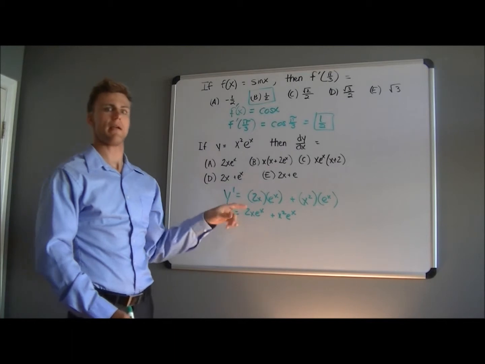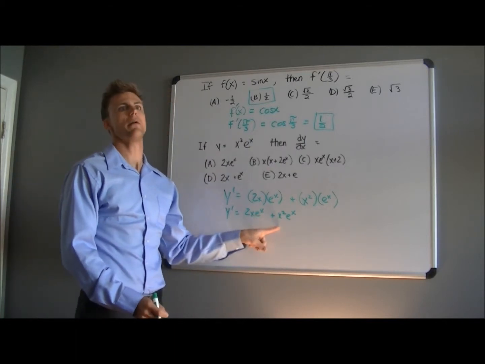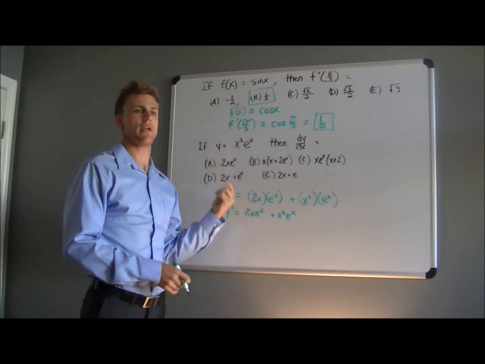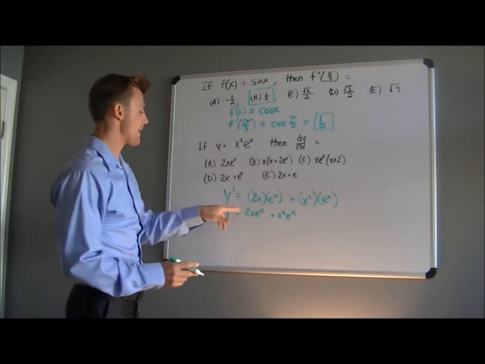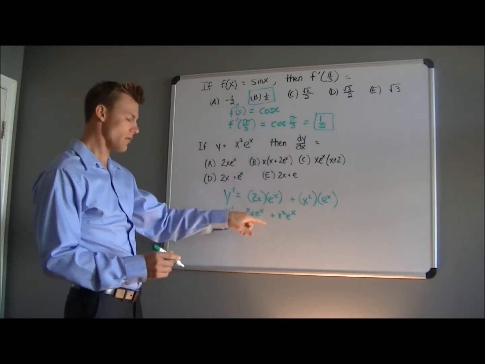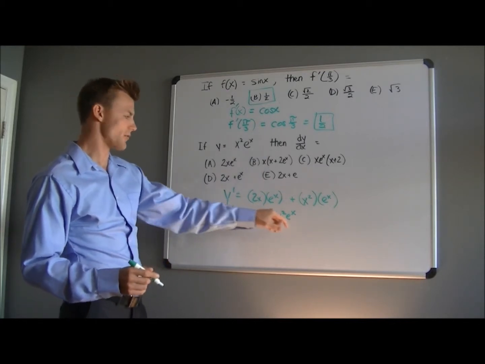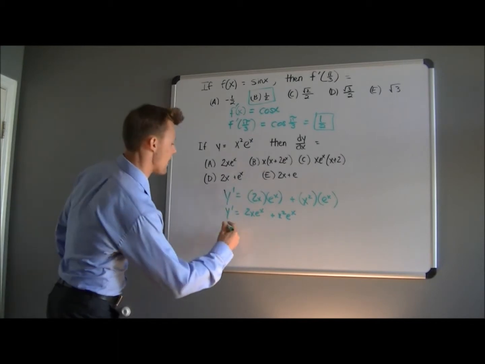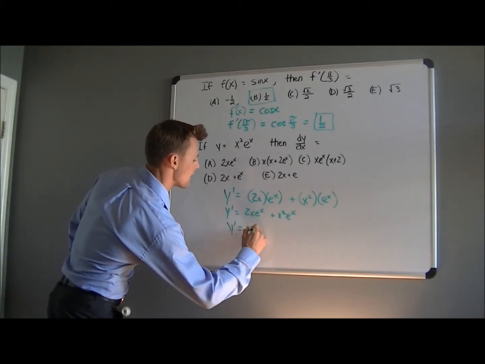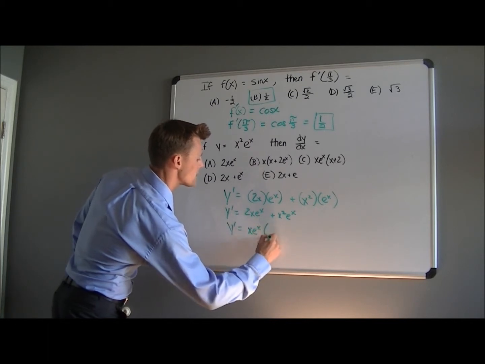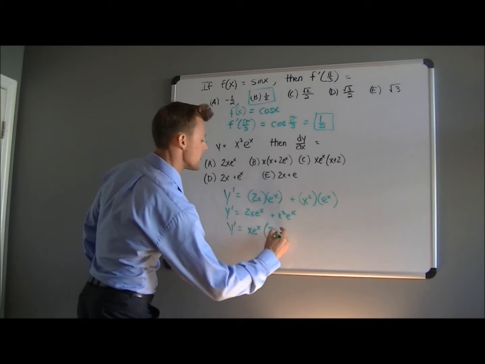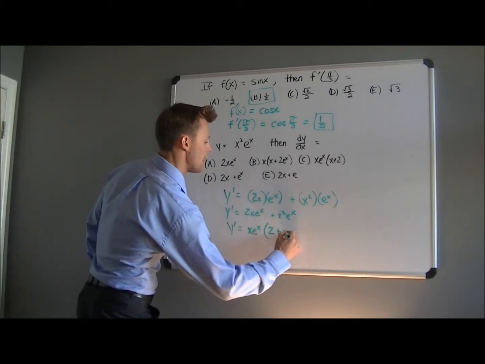A lot of times you might have the mathematically correct answer, but it's not going to be the same form that appears. So that's when your algebra skills, your factoring come in very handy. We see that we have a common factor e to the x in both of these. We also have an x to the first power that is a common factor. So y prime, therefore, after factoring out an x e to the x, is x e to the x times the quantity 2 plus x.